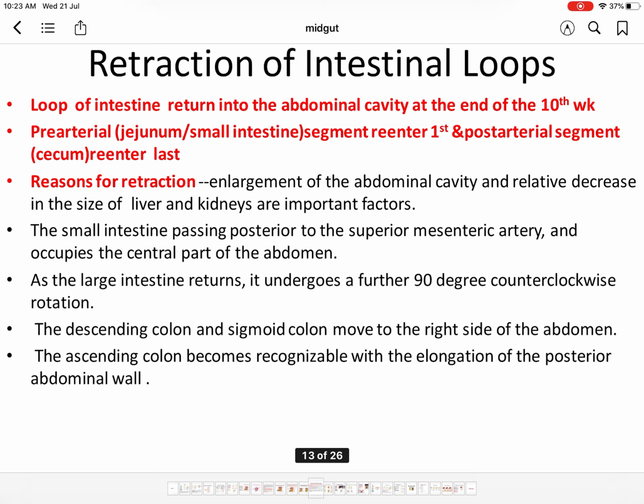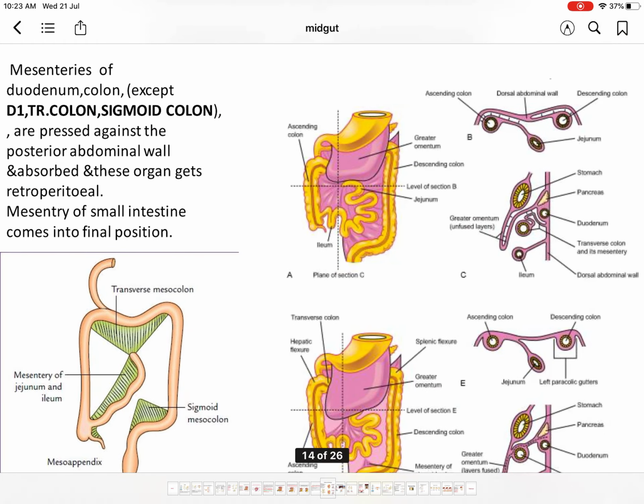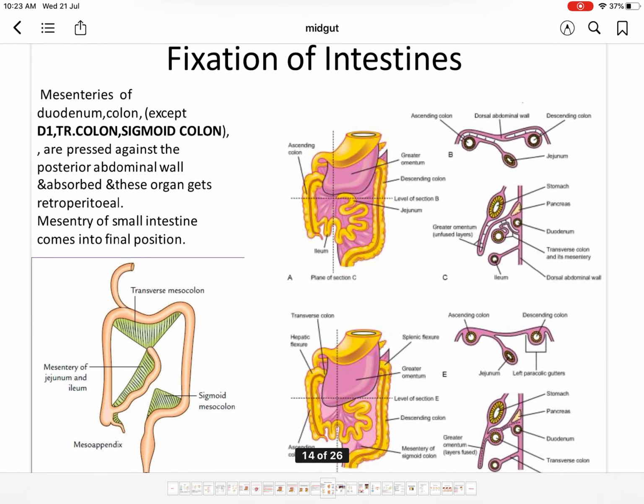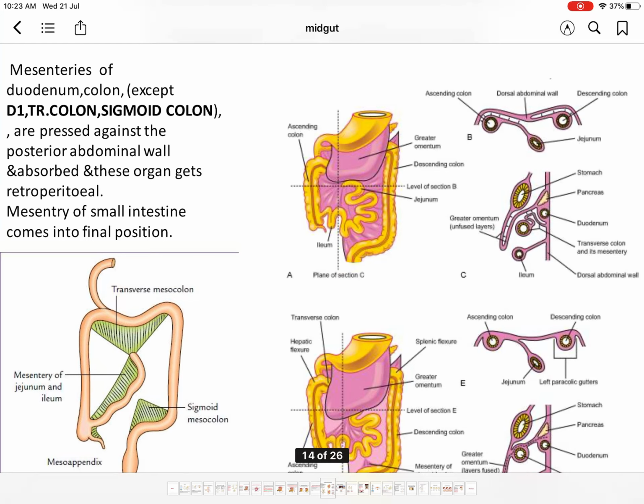And the reasons for retraction, as we have discussed, are the enlargement of the abdominal cavity and the relative decrease in size of the liver and kidney, which are the important factors for retraction, and the timing of retraction is at the end of the 10th week. Now the fixation of the intestine.